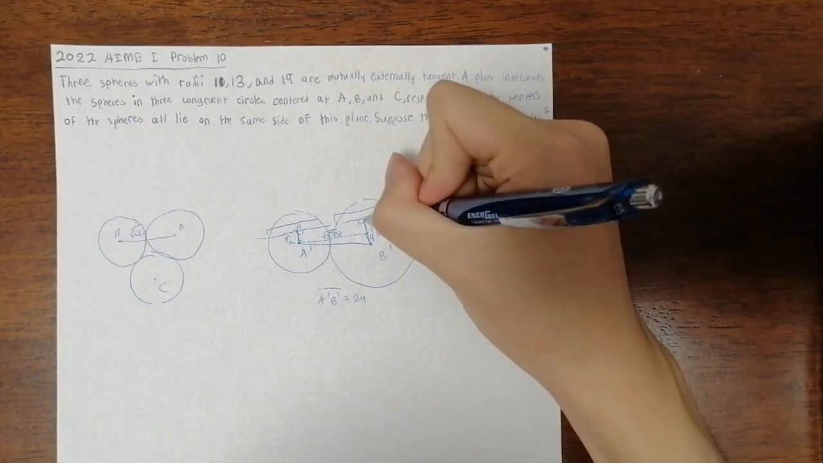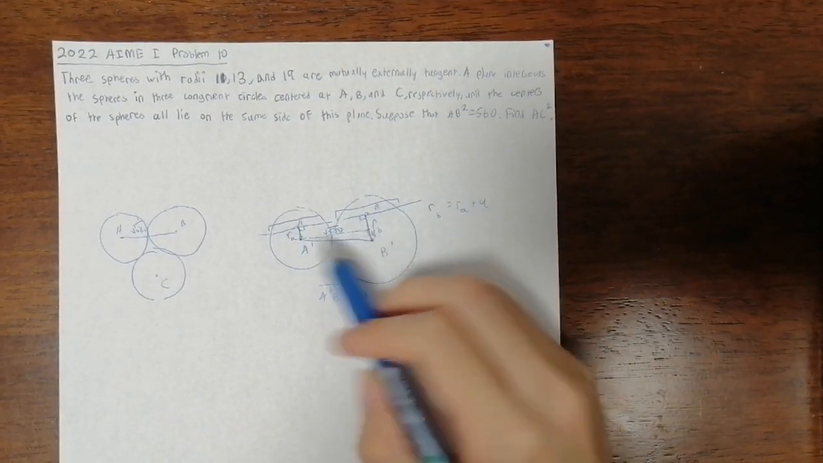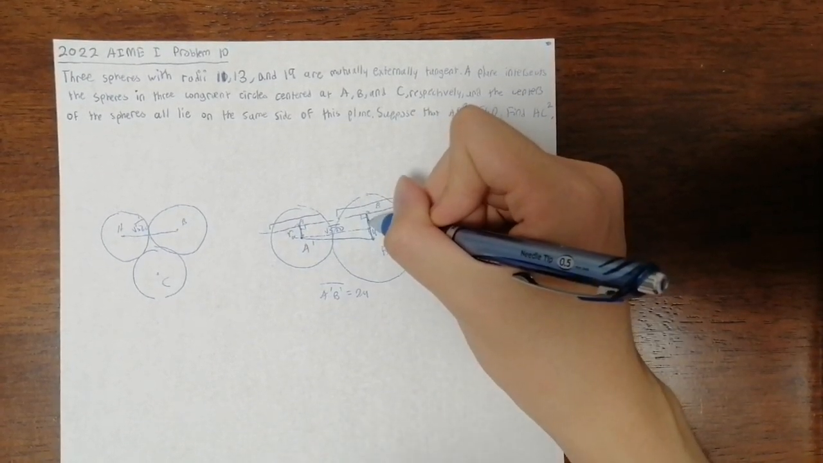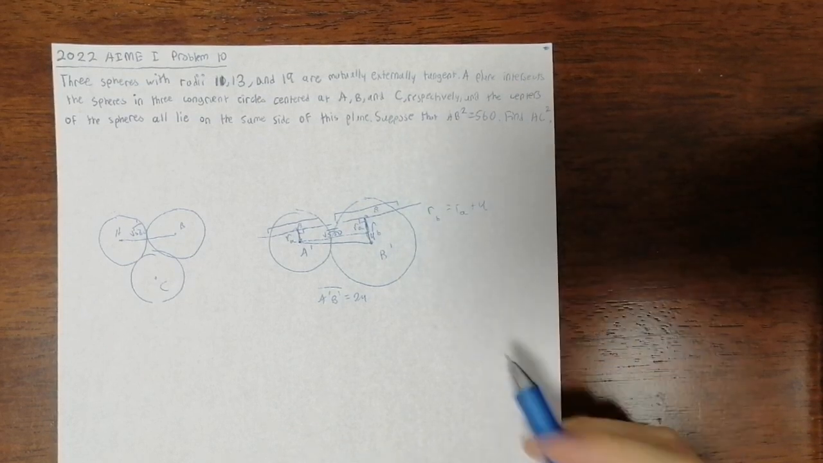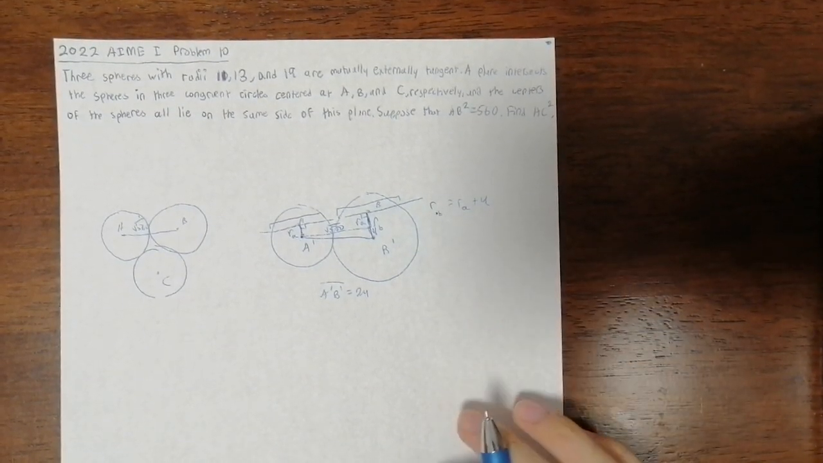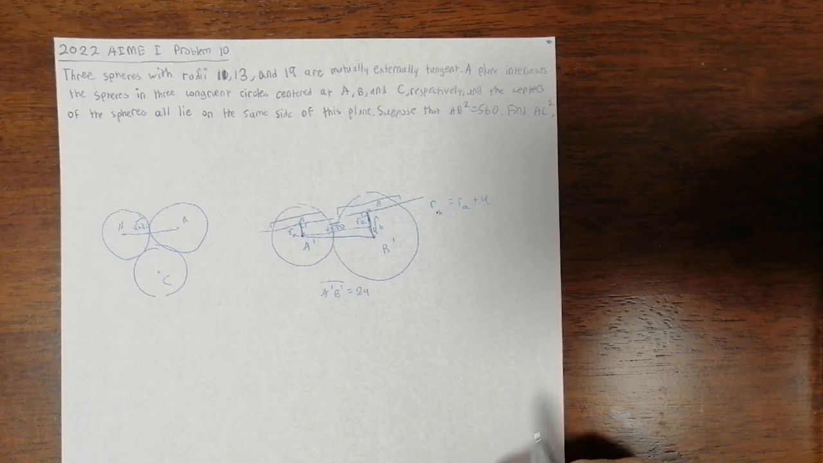Because we can, from the same logic as we said, this is a rectangle. So if this is RA, this length here must also be RA. And that's how we get this first equation. Now we can do a similar thing for the other two circles.